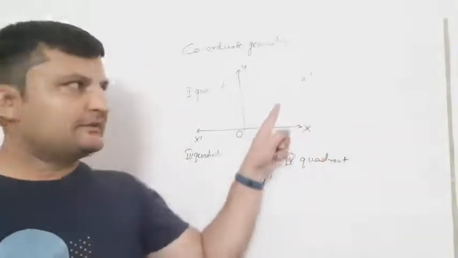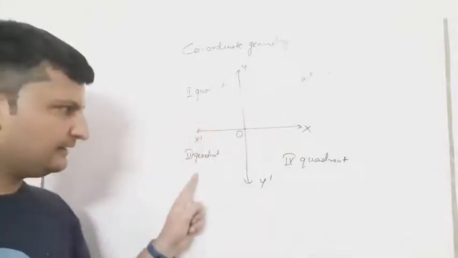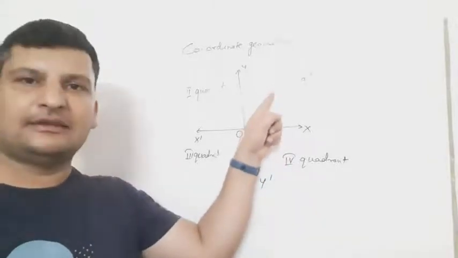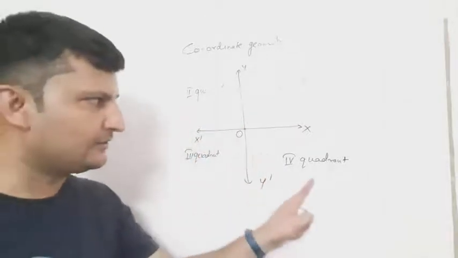This quadrant is always the first quadrant. You have to write it first, and then second, and then third, and then fourth. We have to write in this sequence: first quadrant, second quadrant, third quadrant and fourth quadrant.